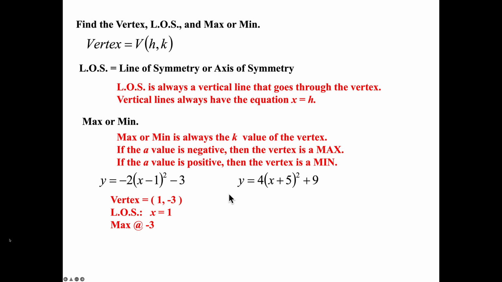All right, so try this one. I'll pause for a second, or you can pause the video and find those three things: the vertex, the axis of symmetry equation, and the max or min. All right, our vertex is (-5, 9). x equals -5, and because the 4 is positive, it opens up. So that's a min at the k value, or the y coordinate, which is 9.